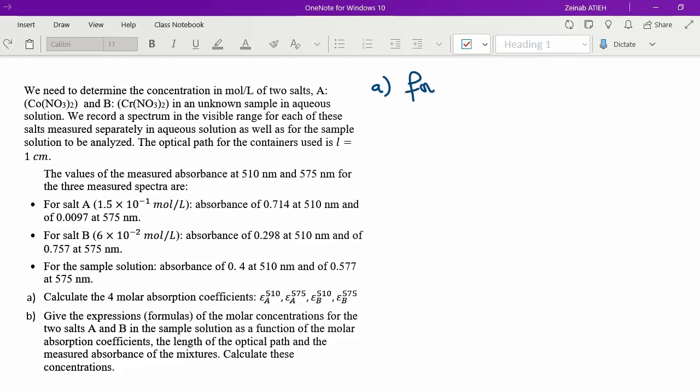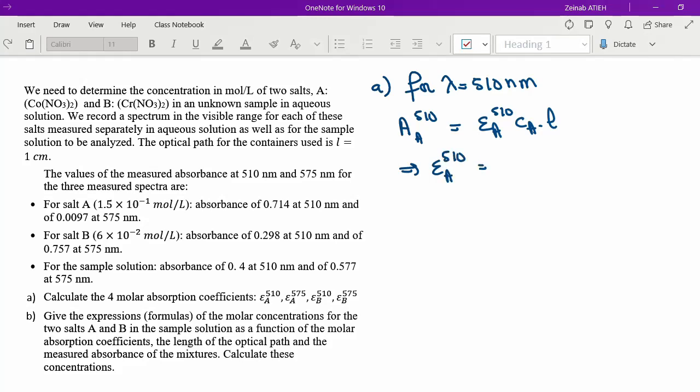So for lambda equals 510 nanometer, we have A, which is the absorbance for salt A at 510, equal to epsilon of A at 510, times the concentration of A, times the width of the container. Remember, we are trying to find epsilon, which gives us epsilon of A at 510 equals absorbance over L times the concentration of A. We have everything. We have the absorbance. Where is it? Here it is. This is the absorbance.